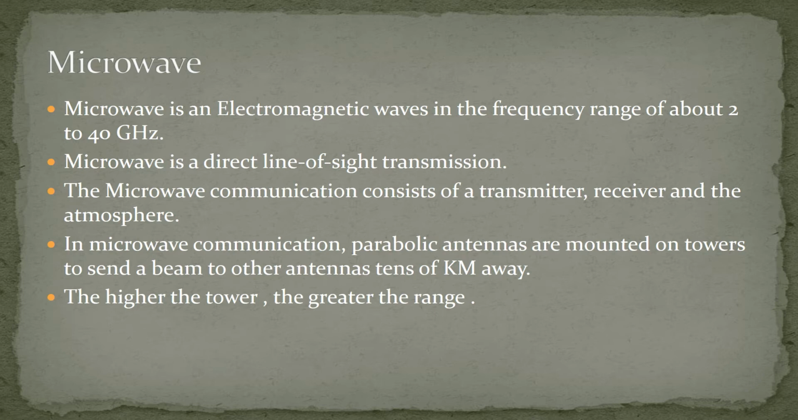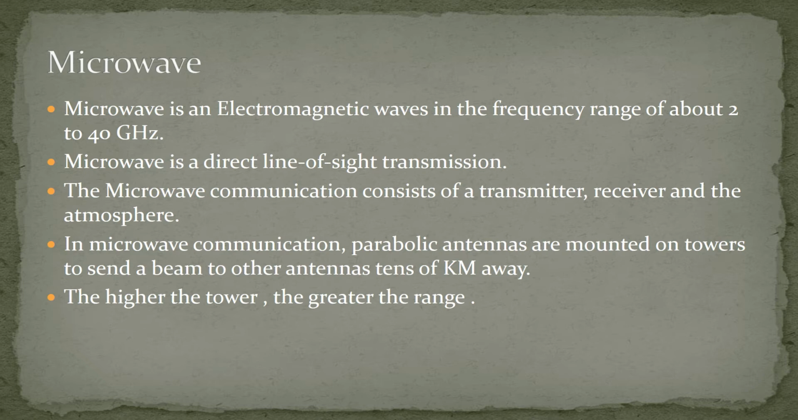Now microwaves. Now we have moved to wireless communication. Microwave is an electromagnetic wave in the frequency range of about 2 to 40 gigahertz. Microwave is a direct line of sight transmission. It is also known as LOS transmission. That means the tower which is sending the information and the tower which is receiving the information should be visible or in line with each other.